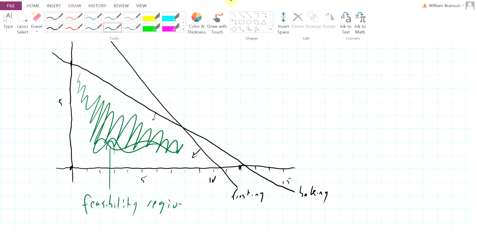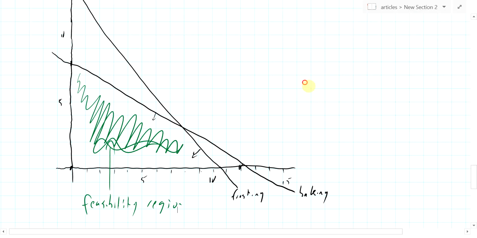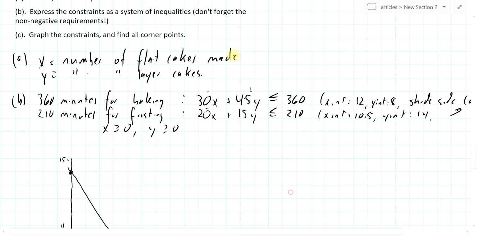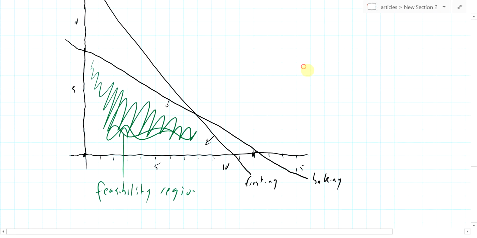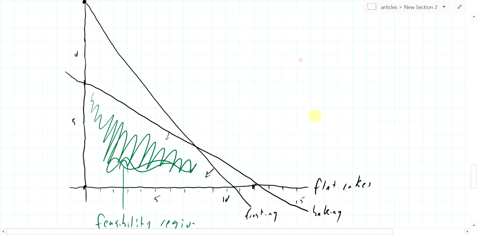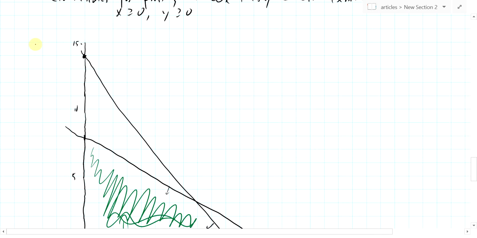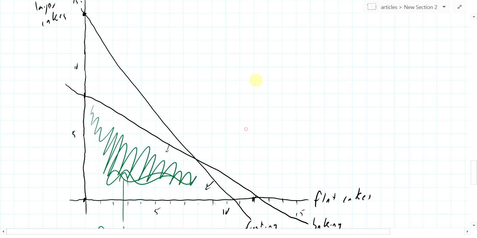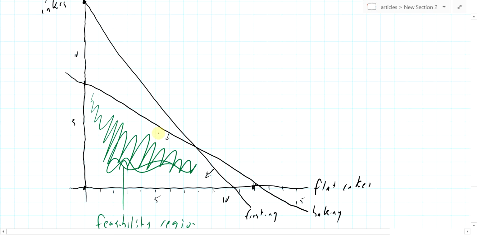And what does that mean? What does that region mean in this context? Well, my x-axis is the number of flat cakes made, and my y-axis is the number of layer cakes. This region here is combinations of flat cakes and layer cakes that I can make given my constraints, right?